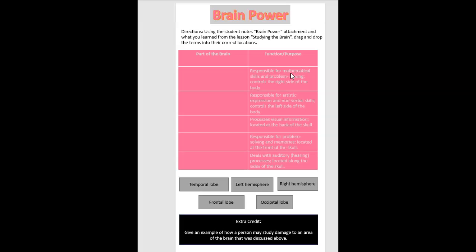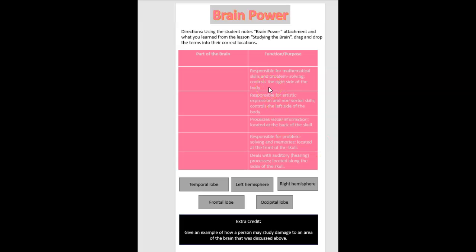Using the student notes Brain Power attachment in this assignment, and also what you learned from the lesson studying the brain, drag and drop the terms into their correct location. You see on the left-hand side the parts of the brain, and the function and purpose of those areas on the right-hand side.